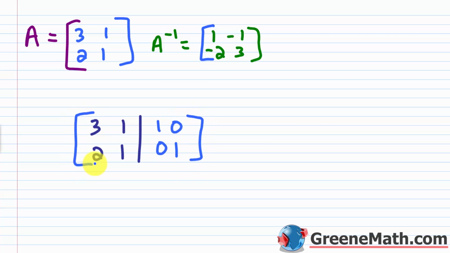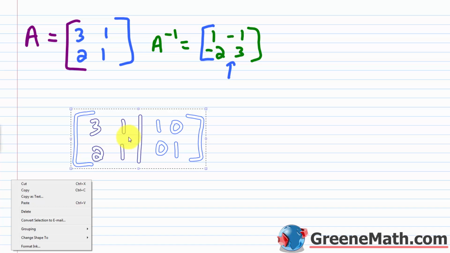So what I'm going to do is use row operations to get this side over here to look like this over here. I want this side to be an identity matrix, and then this side would give me the inverse, okay? So what we're going to find is that we're going to end up with a right side that matches this, okay? So let's go ahead and do our row operations.